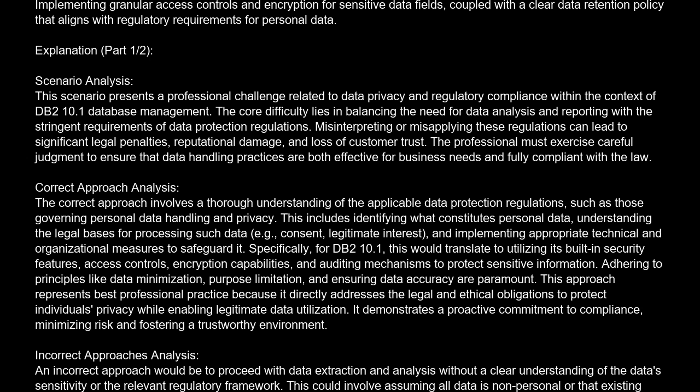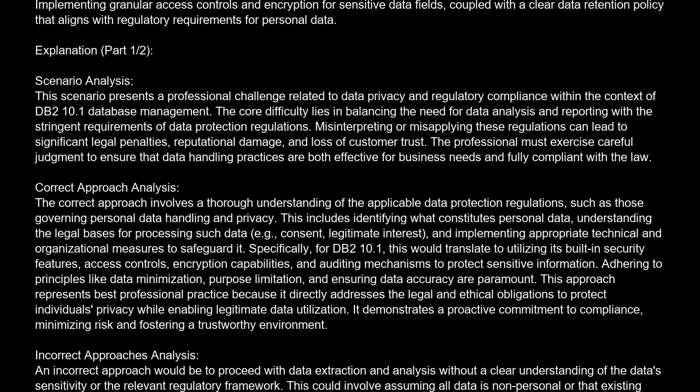Misinterpreting or misapplying these regulations can lead to significant legal penalties, reputational damage, and loss of customer trust. The professional must exercise careful judgment to ensure that data handling practices are both effective for business needs and fully compliant with the law. Correct approach analysis. The correct approach involves a thorough understanding of the applicable data protection regulations, such as those governing personal data handling and privacy. This includes identifying what constitutes personal data, understanding the legal basis for processing such data, e.g., consent, legitimate interest, and implementing appropriate technical and organizational measures to safeguard it.